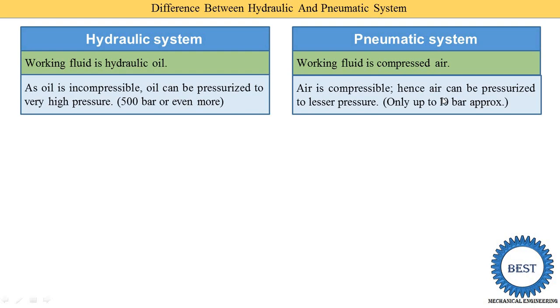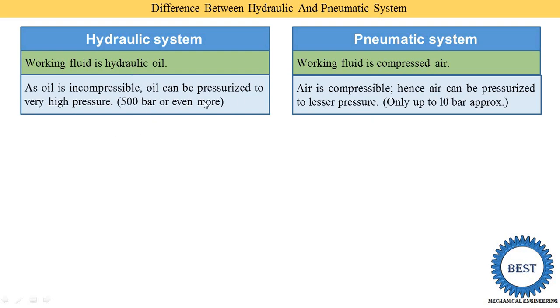In the last few videos we discussed the force developed by the system. The force developed by the system is directly proportional to the pressure of the working substance times the area of the piston. We know the area of the piston is not in our hands, it is fixed. Now if we need to increase the force developed by the system, we have only one option: to increase the pressure. In a hydraulic system we are able to increase pressure up to 500 bar, and here only 10 bar. So if the pressure is higher, we are able to produce a higher force.